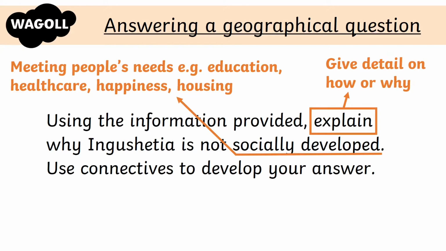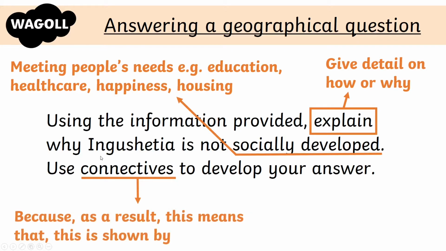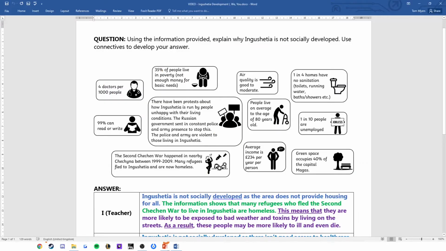The last thing we can have a look at on this question is the term connectives. So connectives are terms we use to connect our ideas. These include the words because, as a result, this means that, this is shown by, just as a few examples. So if we go back to this question, let's have a look at some of the information. As we go through, we can have a look at what information falls under social development.